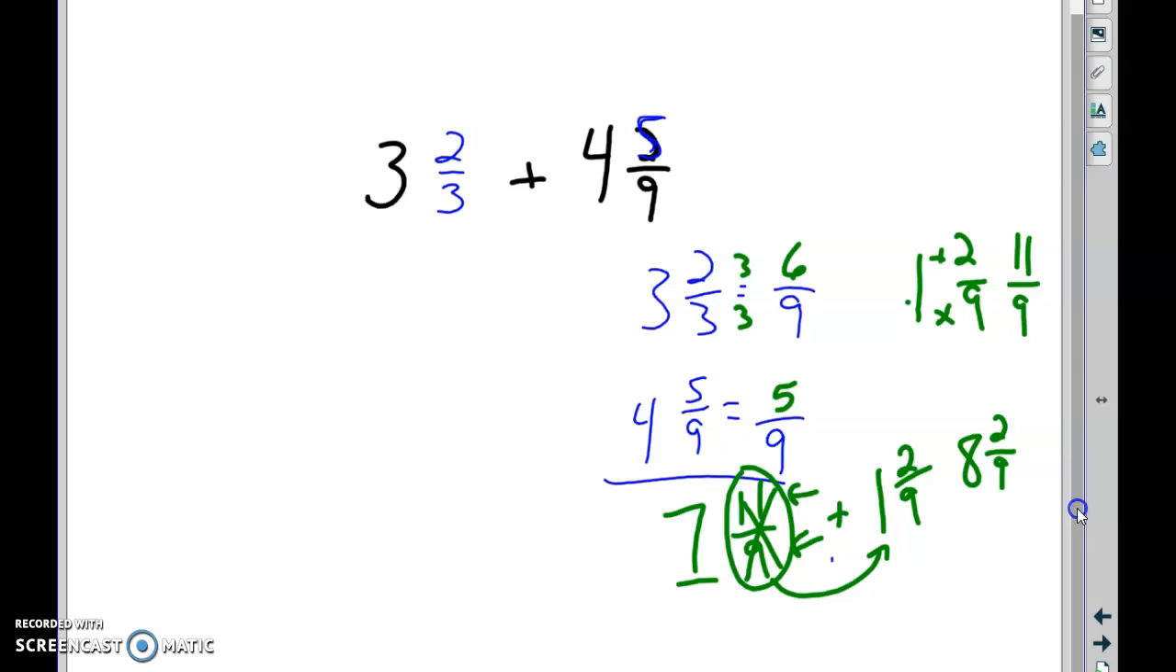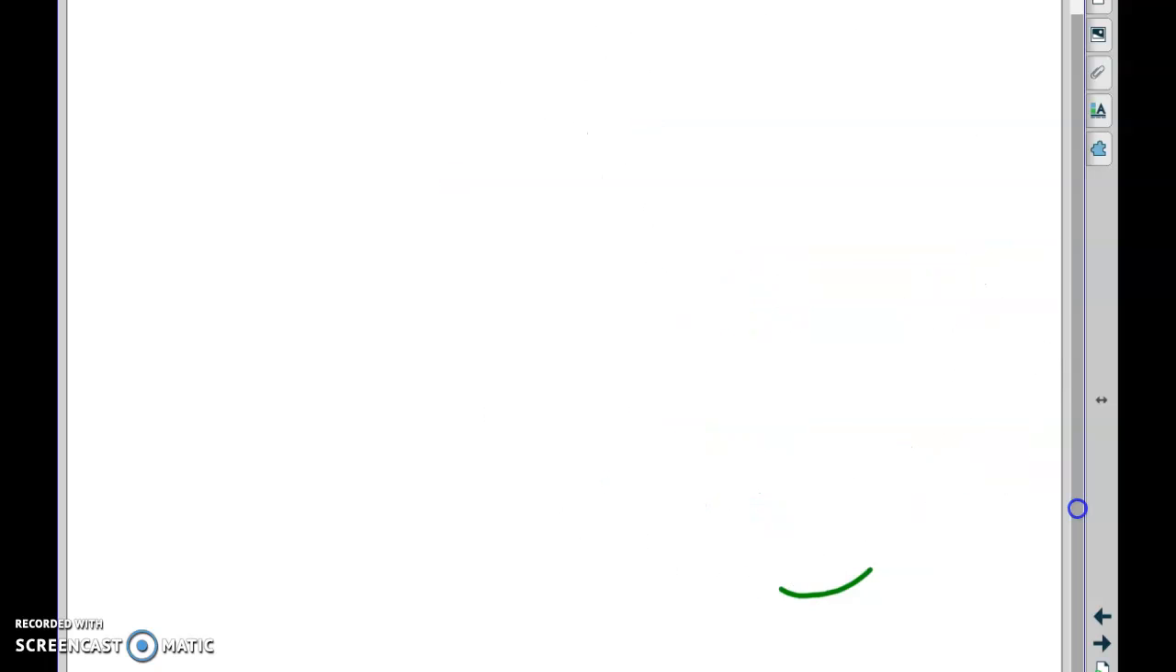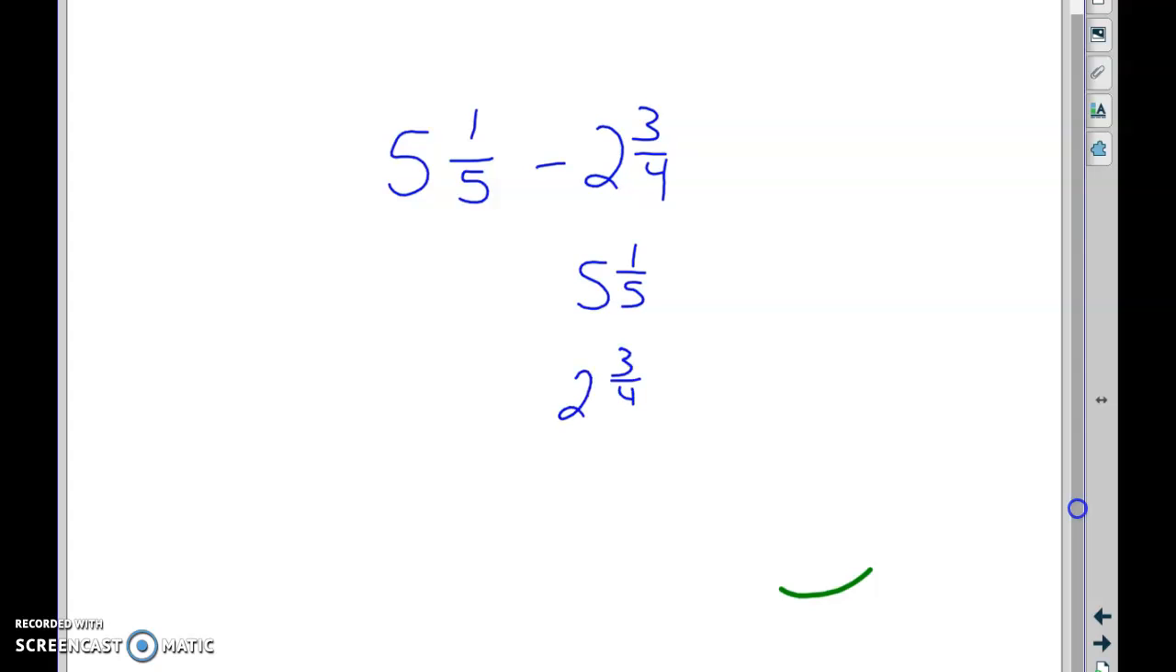I'm going to show you one more problem, the granddaddy of them all. Let's say we have 5 and 1/5, and we're going to subtract, let's do 2 and 3/4. So I like to write them going up and down. Maybe you have a mom and dad that shows you going across, and you could do that. I think it's easier for kids to learn it this way. So you do it whichever way works for you.